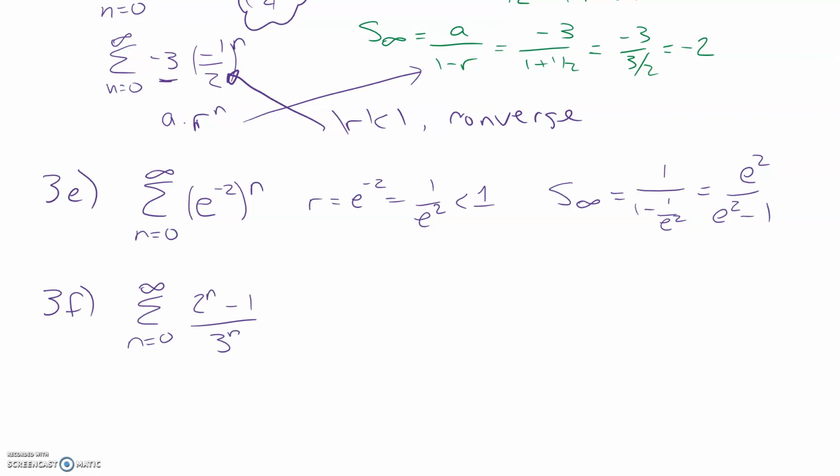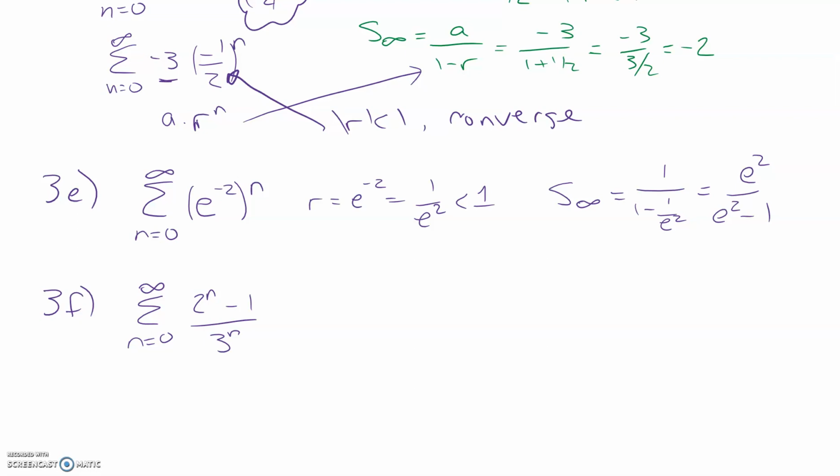Where do I have a problem? Well, I don't have a plain sequence that is going up by some common ratio. You've got 2 to the n minus 1. So if you can imagine, it'd be 2 minus 1, then 4 minus 1, then 8 minus 1. That's going to be what? 1, 3, 7, 15, 31. That's not going up by a common ratio.